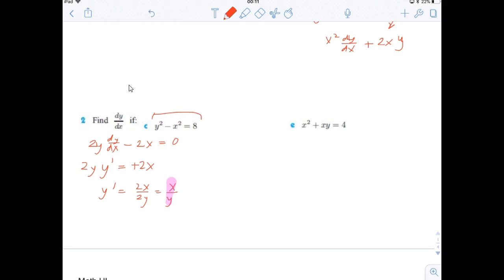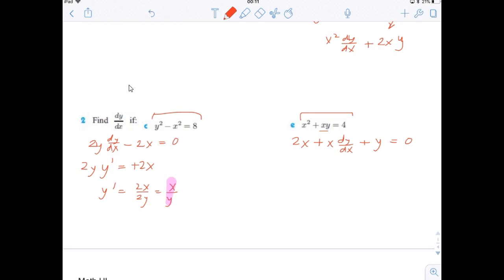Okay? Last one here. I have no idea what kind of function this is, but it doesn't matter. We can still take the derivative of it, right? 2x plus, now we got a product here, so we do x times the derivative of y plus the derivative of x, which is 1, times y equals 0, because the derivative of 4 is 0.